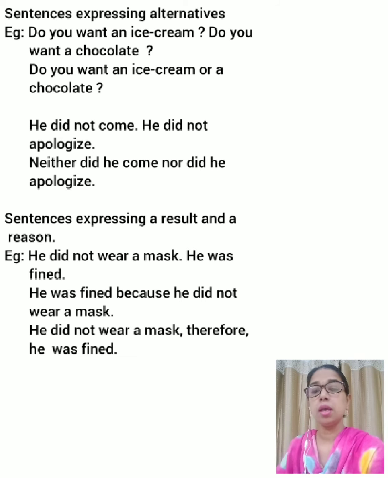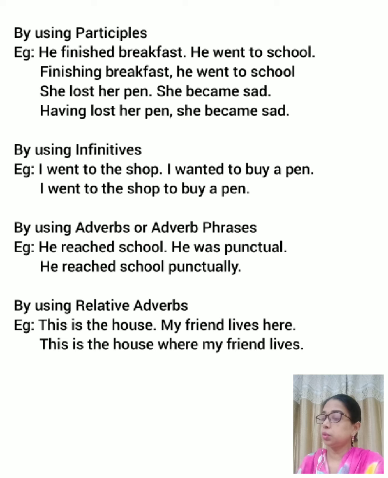Now here you see that your sentence is beginning with the reason. What is the reason? He did not wear a mask. Therefore, what was the result? He was fined. So remember children, when you are beginning the sentence with the result, you will be joining them by using the word because. And when you begin the sentence with the reason, you will be using the word therefore to join the two sentences. Then children, there are other ways of joining sentences also.